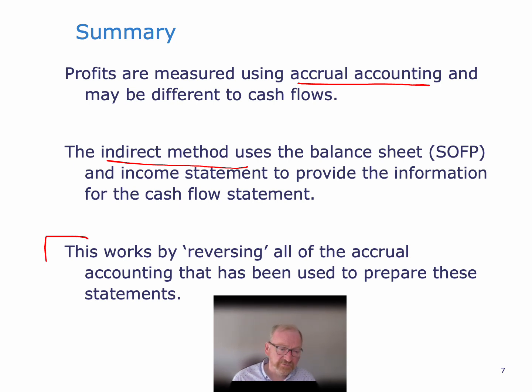This works by reversing all of the accrual accounting, and you'll see this more clearly when we look at more advanced examples. We do things like add back the depreciation because that is an accrual item. It is a non-cash expense.